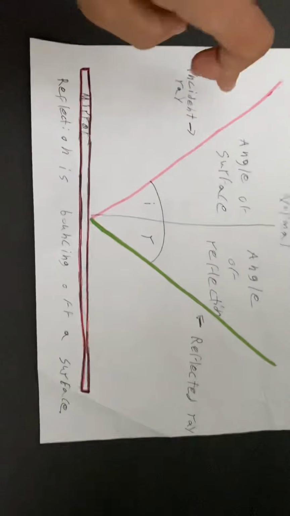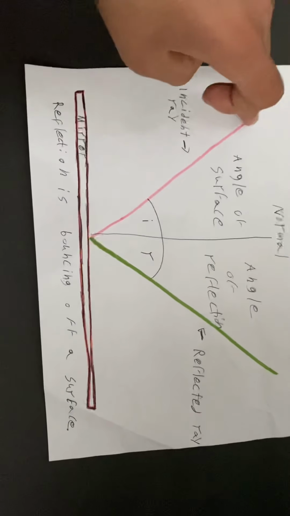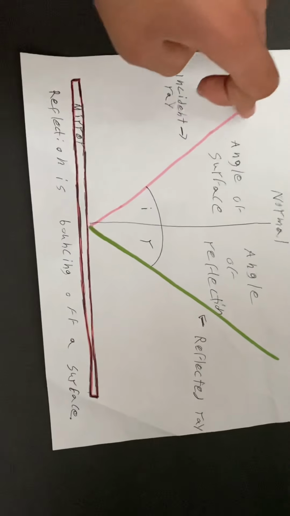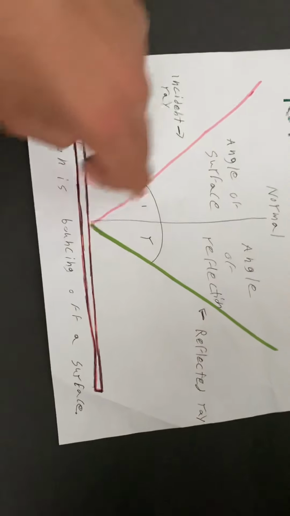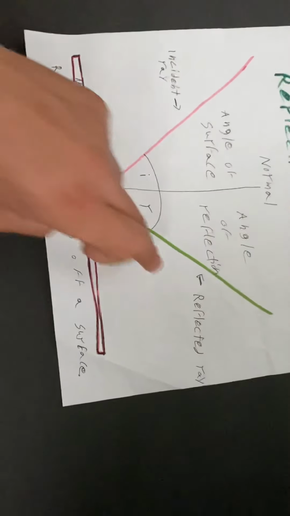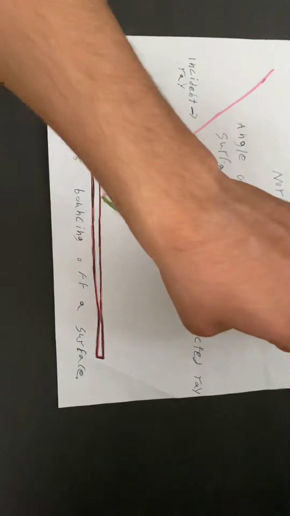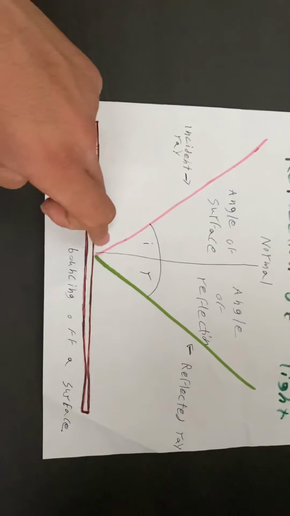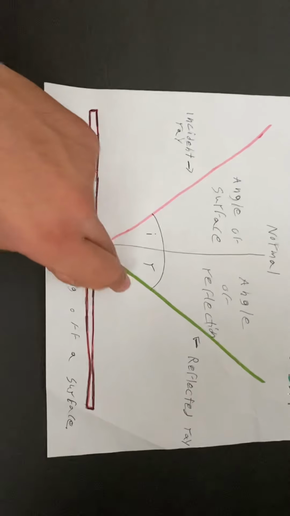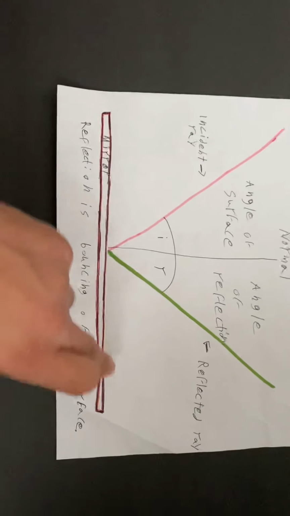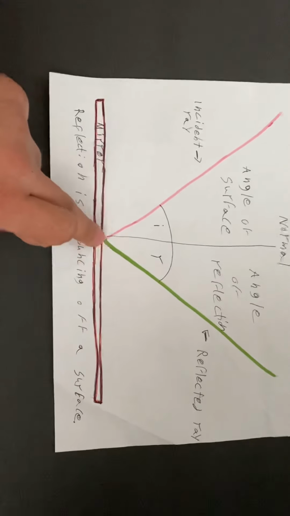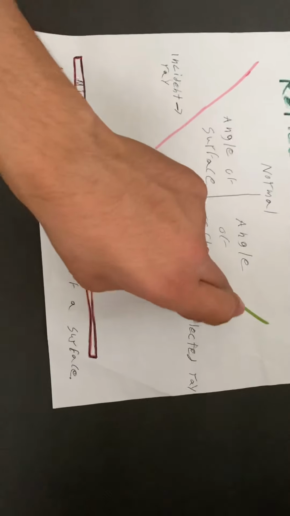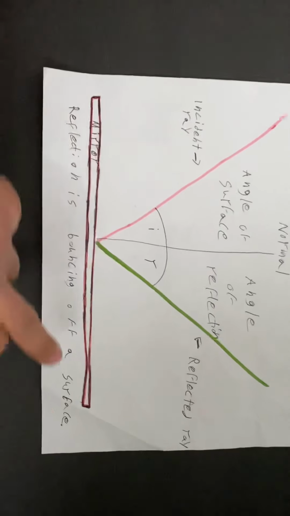So the incident ray is the one on the side of the surface facing the mirror, and the other side is the reflection coming out of the mirror. So it's a reflection of light: the light comes towards the mirror, bouncing off of the mirror, which is the surface, and going the other way as a reflection from the mirror. So it's bouncing off of the surface.